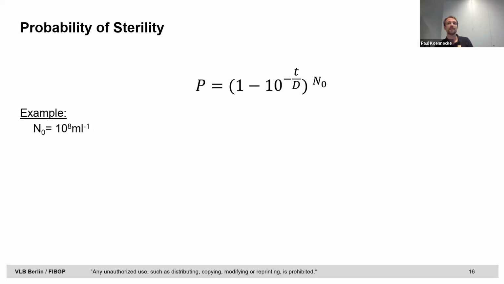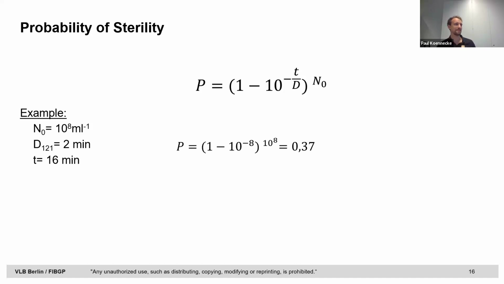And for an example, we have an initial germ count N0 of, say, 100 million cells per milliliter, and we have a decimal reduction time for that specific microorganism in that medium at 121 degrees of 2 minutes. And we hold this temperature for 60 minutes. How probable is it that our medium is sterile? Turns out not that probable.